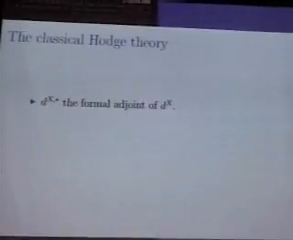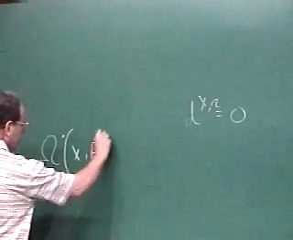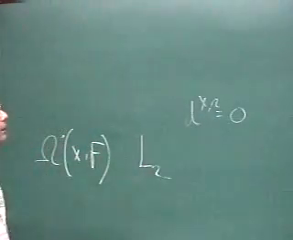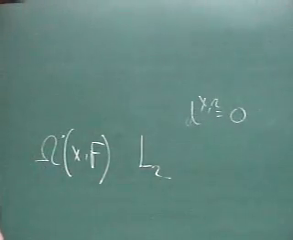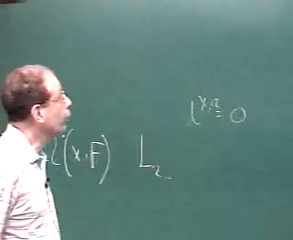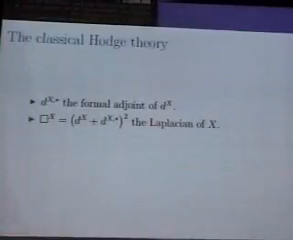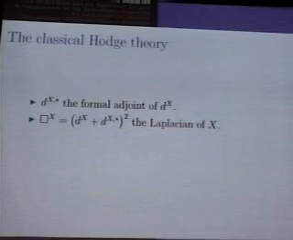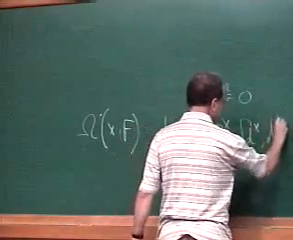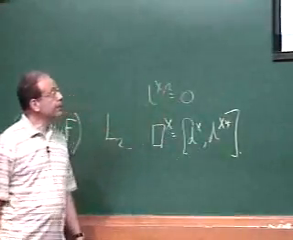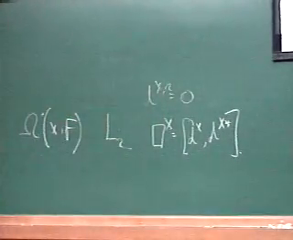So given the metrics on X and on F, you can introduce the L2 Hermitian product on differential forms. And then you can construct the formal adjoint dX star of dX with respect to this L2 product. You form the so-called Laplacian, which is, if you like, the square of dX plus dX star, or maybe you're more accustomed to see this as the anti-commutator of dX and dX star. So this is a second-order elliptic operator.